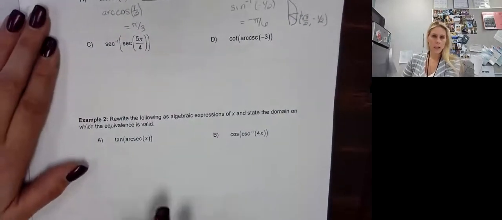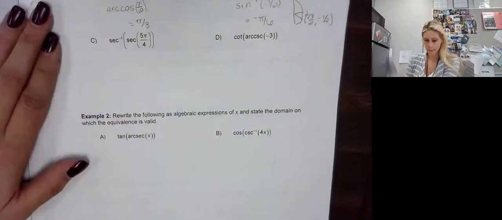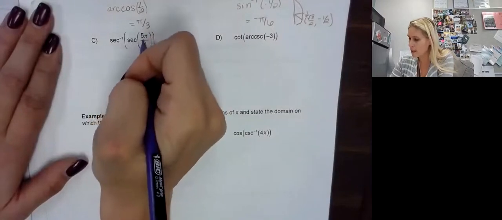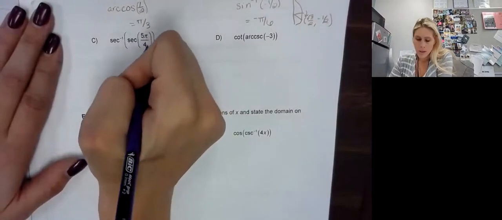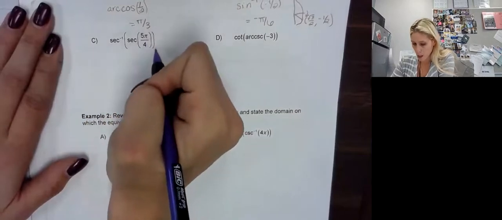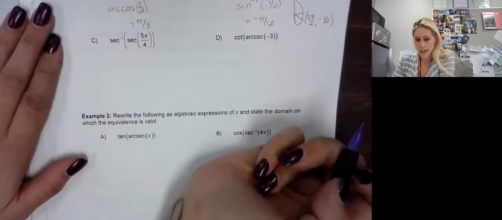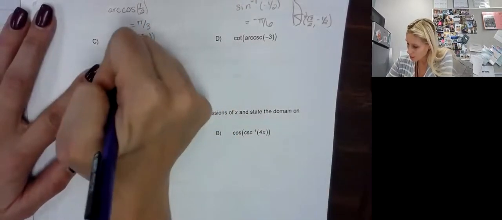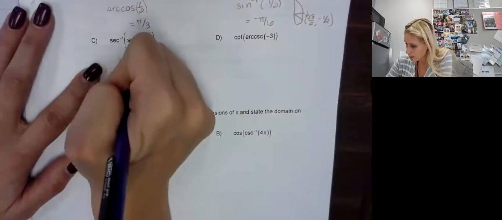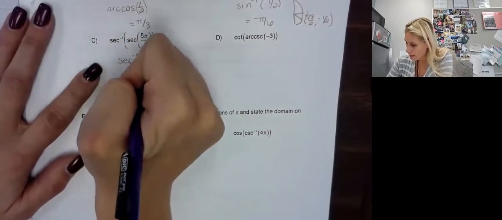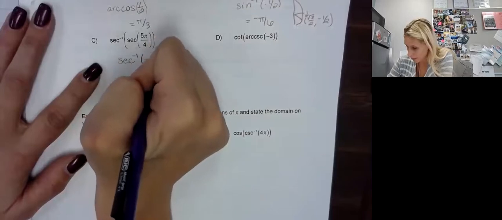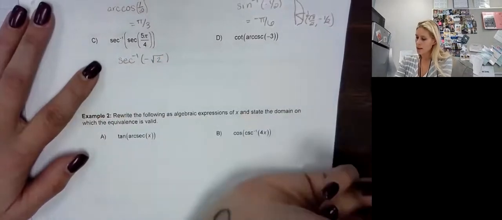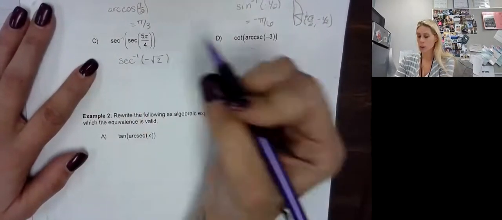Okay, let's do this inside out, right? So the first thing I'm going to do is actually solve for secant of 5 pi over 4. So if I go to 5 pi over 4, I realize I'm at 45. So when I do this out and I do the reciprocal, I end up with negative square root of 2, because this is in the third quadrant. Okay.